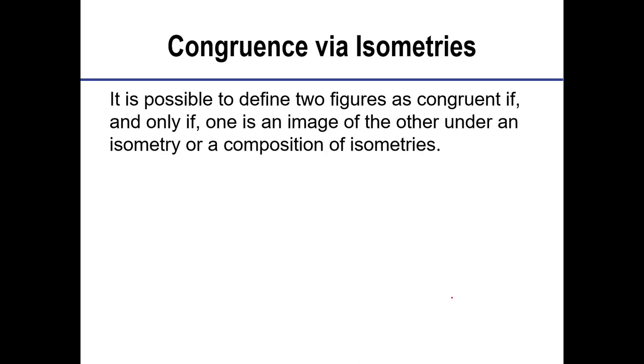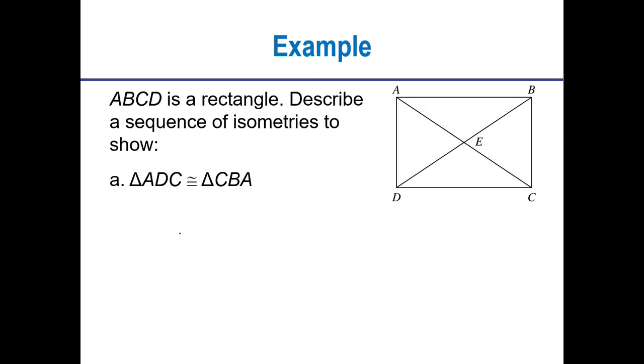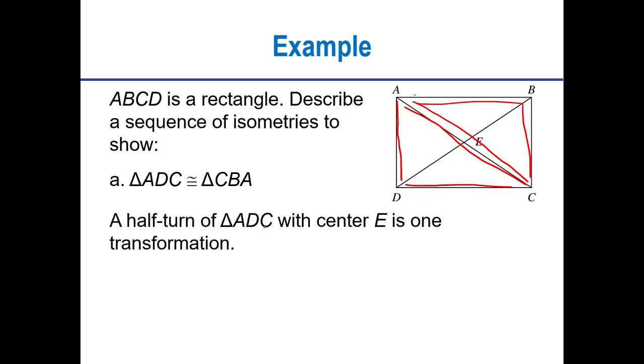It is possible to define two figures as congruent if and only if one is an image of the other under an isometry or a composition of isometries. We're going to show that triangle ADC is congruent to triangle CBA. So triangle ADC is this triangle here, and we want to confirm that it's congruent to this triangle CBA. In order to do that, we're just going to consider a half turn. A half turn of triangle ADC with the center E will give us that congruence.